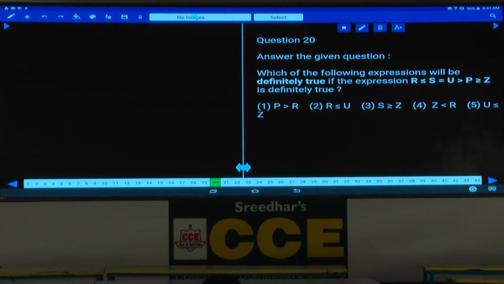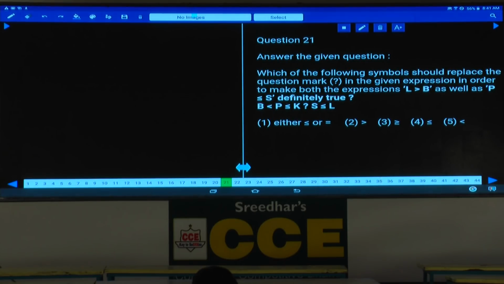Then question number 20. Now, the relation between P and R: one is lesser than, another one is greater than, isn't it? Hence, no relation can be established between these 2. The next one, the relation between R and U: R and U are lesser than or equal to S, and S equals U, which implies that R is lesser than or equal to U, definitely true. And what is the answer here? Only 2 follows. This is about question number 20.